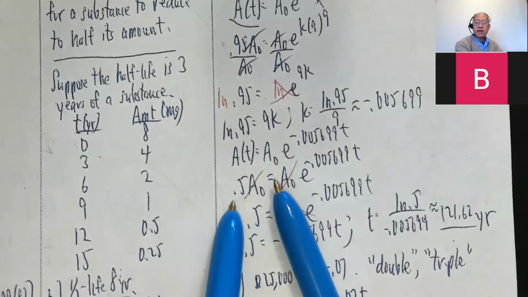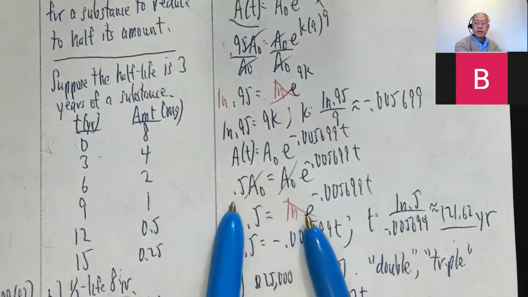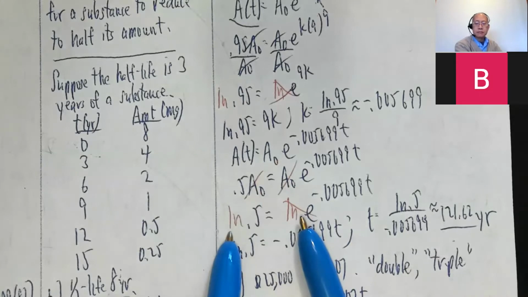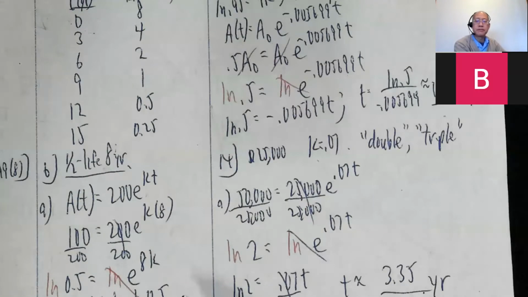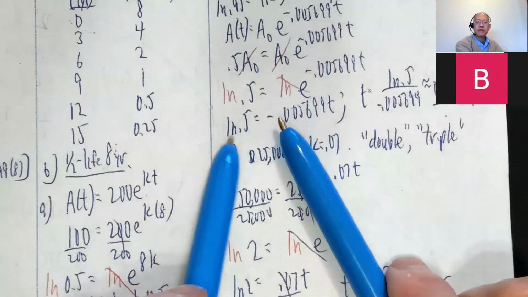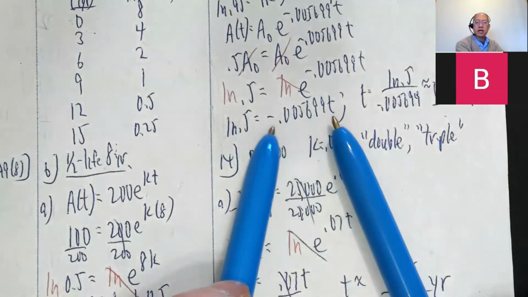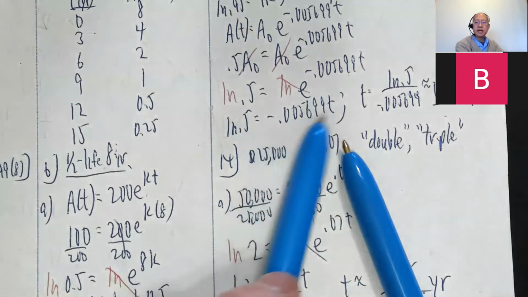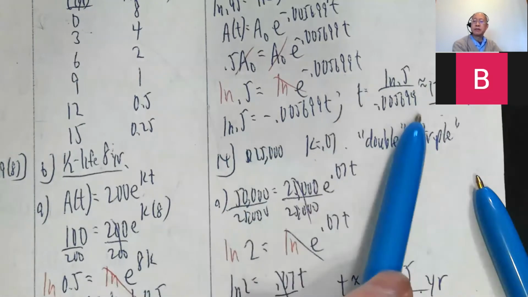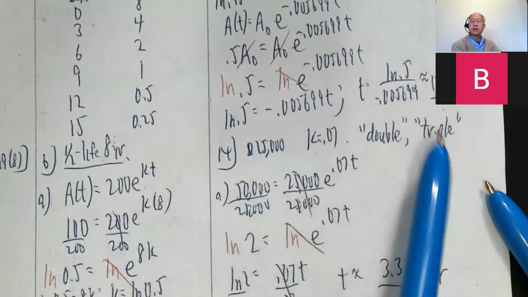So I have 0.5 equals e to the kt. How to get rid of the e? ln. Same old stuff. After a while, it's repetition. You're just doing the same thing. So this cancels out. ln 0.5 is negative 0.005699 t. Divide both sides by negative 0.005699, and you get your answer, which presumably is 121.62 years.